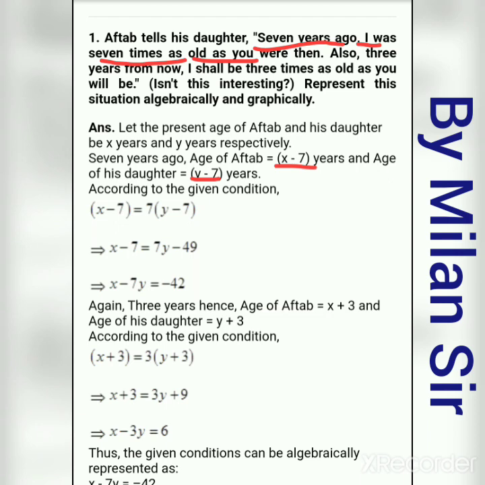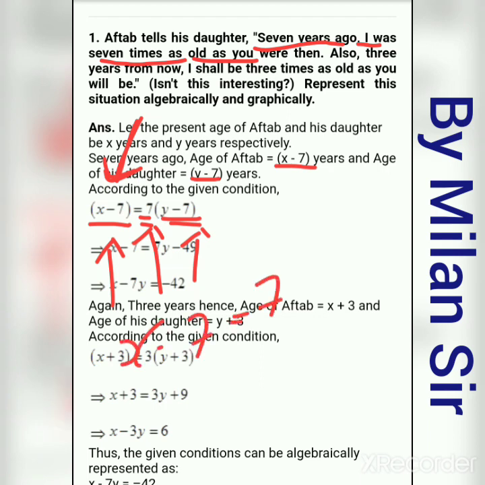Now Aftab tells his daughter, 7 years ago I was 7 times as old as you were then. So Aftab's age means x minus 7. It is 7 times the age of his daughter, which is y minus 7, right? 7 years ago Aftab's age, that means x minus 7, is equal to 7 times his daughter's age. So x minus 7 is equal to 7 multiplied by y minus 7. Now we can simplify it.